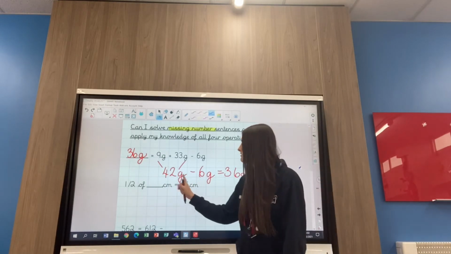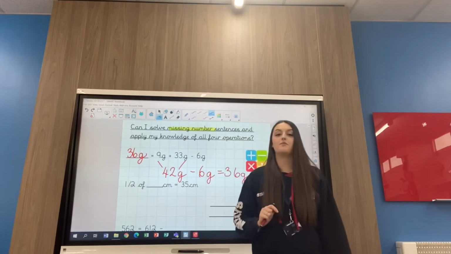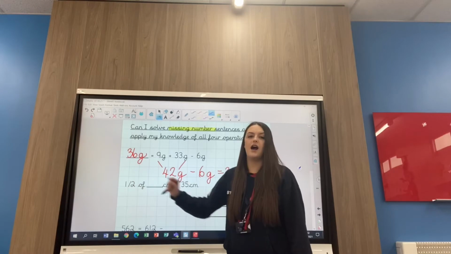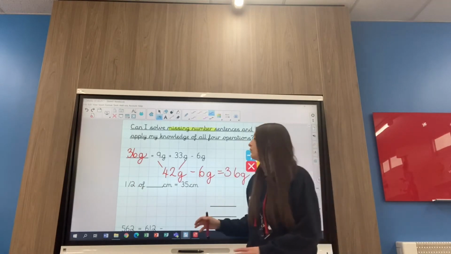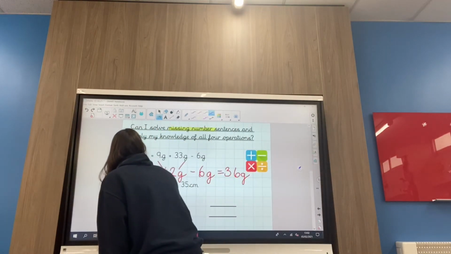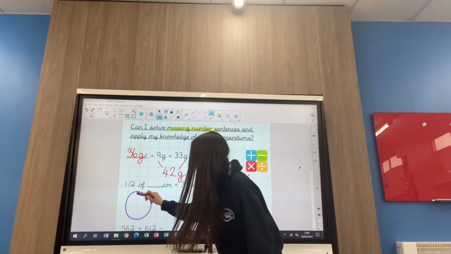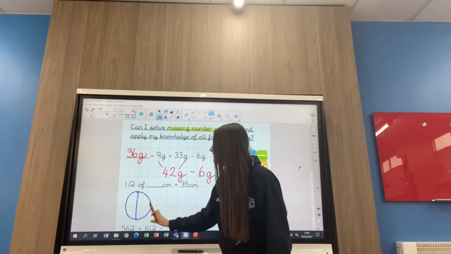So I'm going to use the number and the information I've been given at the start of this sentence. Now, a fraction, I know, is part of a whole. So I'm going to draw my whole pizza. I'm going to split it into halves. Okay, so that's 2 equal pieces.